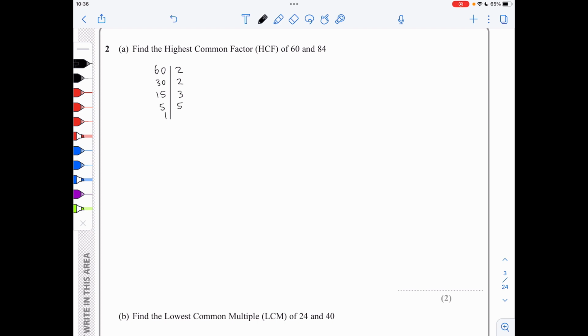So I keep doing this until I reach 1. I will repeat this for 84. So we start by dividing by 2, we get 42, by 2 we get 21, by 3 we get 7, and by 7 we get 1.